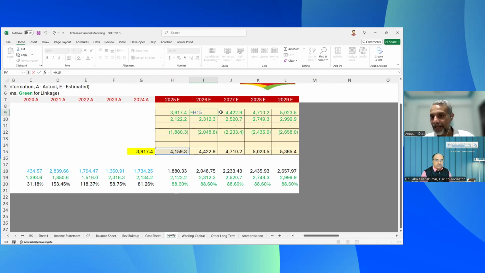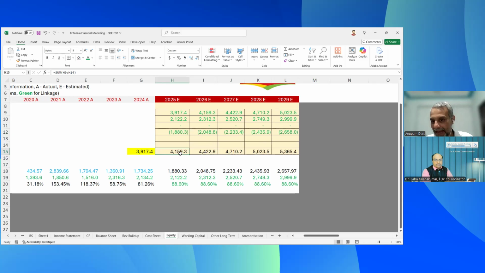This beginning equity in the year 2026 is linked to the ending equity in 2025, right? And again, in this year, we would make a profit of 2312, which is our estimate. So we add that, but we will then have a dividend payout of 2048, which we will deduct, and therefore we arrive at an ending equity of 4429.9, 22.9. In a similar manner, we have calculated the values for all these 5 years.